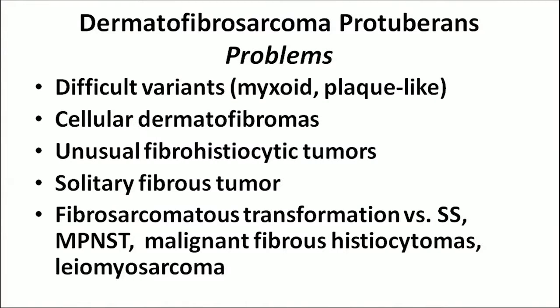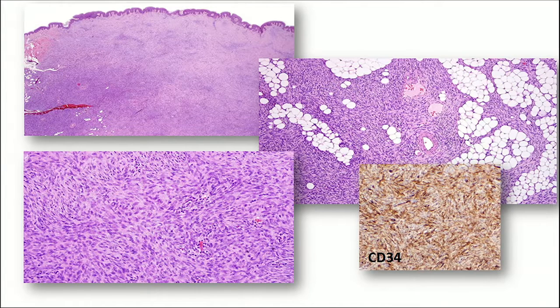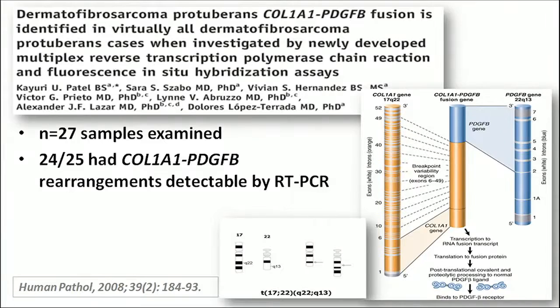So DFSP normally is fairly straightforward to diagnose, but there are some more challenging variants. There can be some very myxoid looking ones, and then there are small biopsies. Cellular dermatofibromas can sometimes express CD34. This can be a problem, and there are other potential mimics as well. Here's an example of a classic DFSP that most people with CD34 are not going to have a problem diagnosing, so a molecular approach here probably would not be necessary.